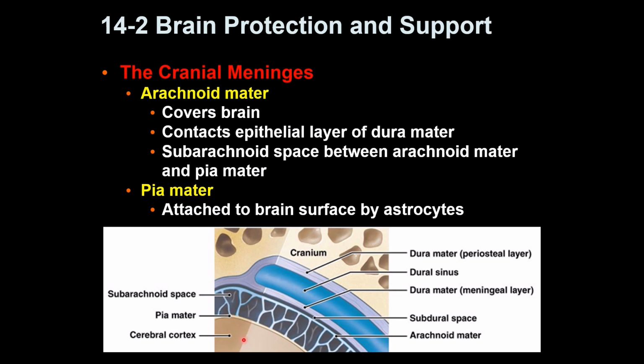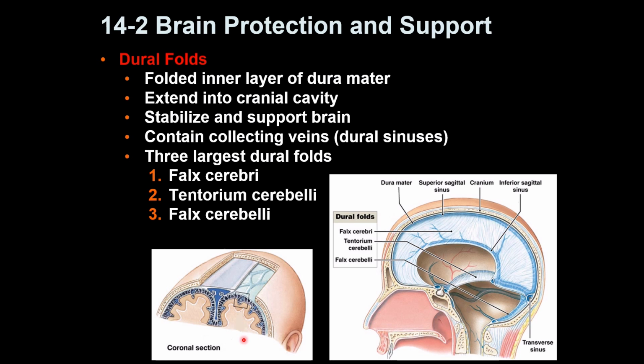So what is the dural fold? Going back to dura mater, you can see here is the dura mater, the superficial thick layer. In some areas they split. So here it's a split, you can see. This is the periosteal layer, and this one that you see is the meningeal layer. In the middle you have the dural sinus.